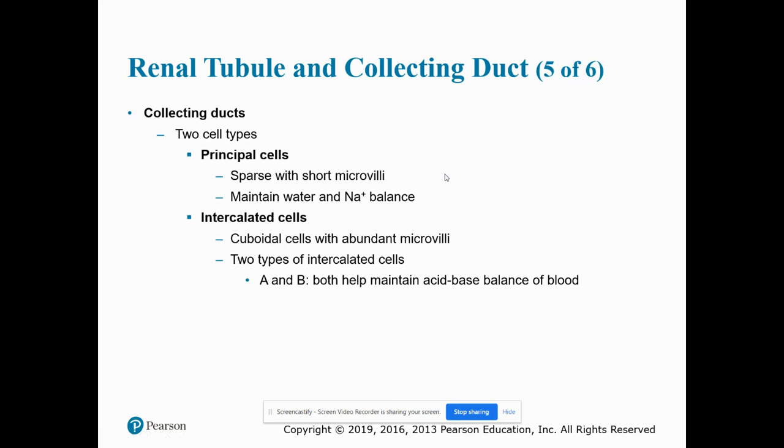Now we move on to talking about the collecting ducts. And there are two types of cells. There are the principal cells. They have short microvilli, and they're going to maintain water and sodium balance. And then there's intercalated cells. These are cuboidal cells with abundant microvilli, and they're going to help maintain acid-base balance of the blood.